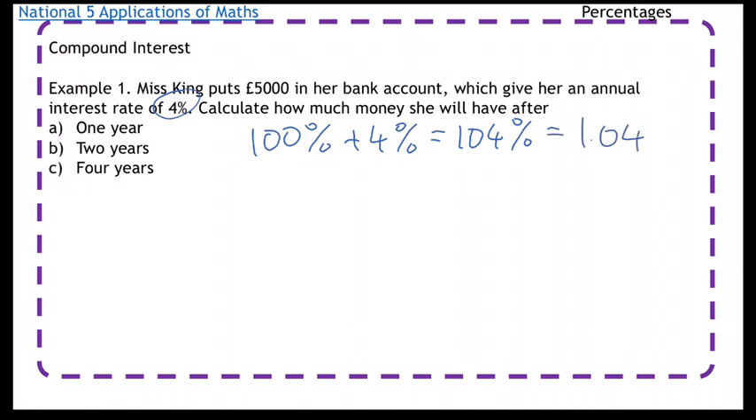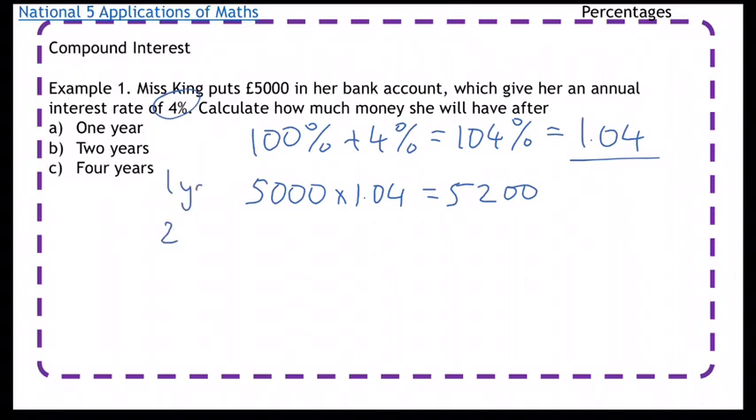I'm going to call 1.04 my multiplier, because I'm going to take £5,000 and times it by 1.04. What that's actually going to do is find 4% and add it on in just one step. So 5,000 times 1.04 gives me 5,200. That's 1 year.